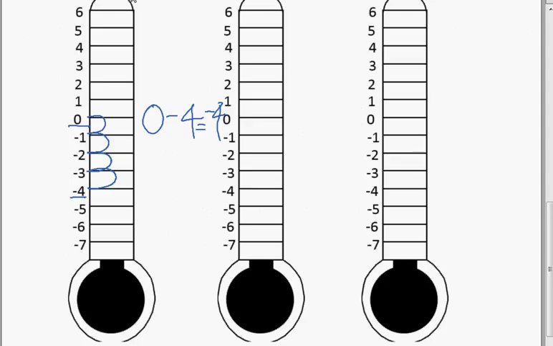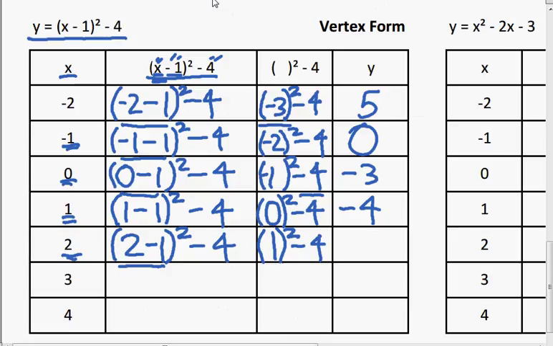And you probably guess I'm going to use the thermometers. 1 minus 4. So I start at 1. I go 1, 2, 3, 4. I go down 4 because I'm subtracting, and I end up at negative 3. Equals negative 3. Okay. 45 seconds. Tell me y when x equals 3.